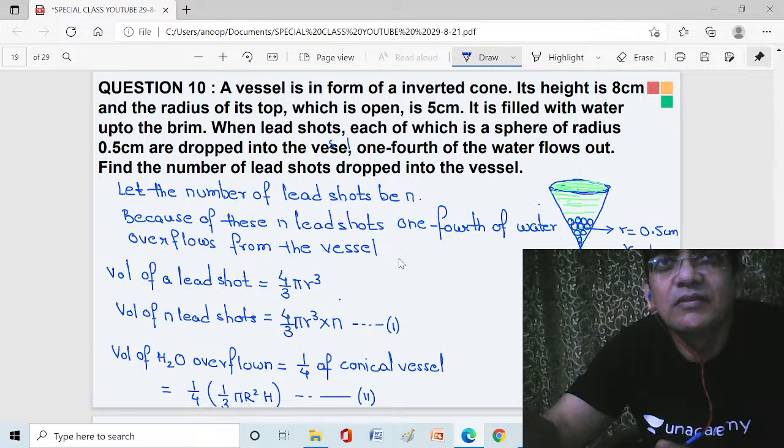So okay, now I am running it over from here, because we can note it somewhere here that for vessel, that is for cone, we can note the readings here, that for cone height is 8 and radius is 5, and for sphere radius is half. Now I am running it from here.